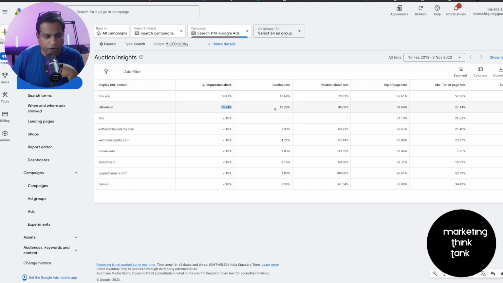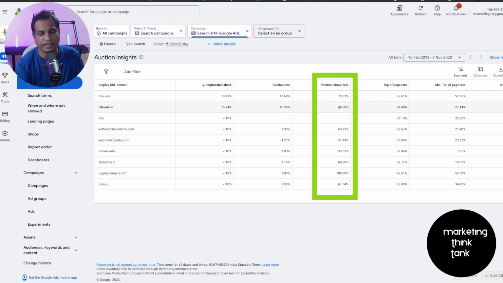Then you have overlap rate, right? For 12.2% of the times, when my ads entered into the auction and my ads showed, between me and my competition there is an overlap rate of 12%. So for every auction where I showed up, my competitors also showed up. So that is the overlap rate between both of us. Now, if you look at coffeetechacademy.com and another competitor, for all the times that I have shown, 7.93% overlap means that they also showed in the ad auction. Their ad also showed after winning that auction. And similarly, all the other competitors, right?